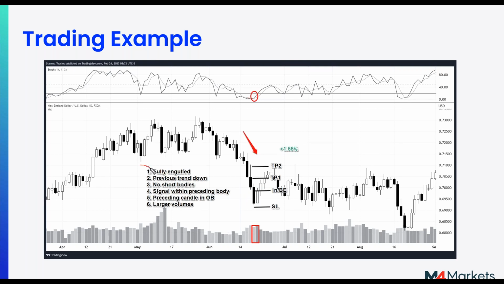It's fully engulfed. The previous trend was down, clearly, right? Typically, you can look at like 6 candles or something. There's no short bodies in either case. The preceding candle is in oversold territory, and we have larger volumes. As you can see, the stop loss is again 5 pips below the range of the candle.